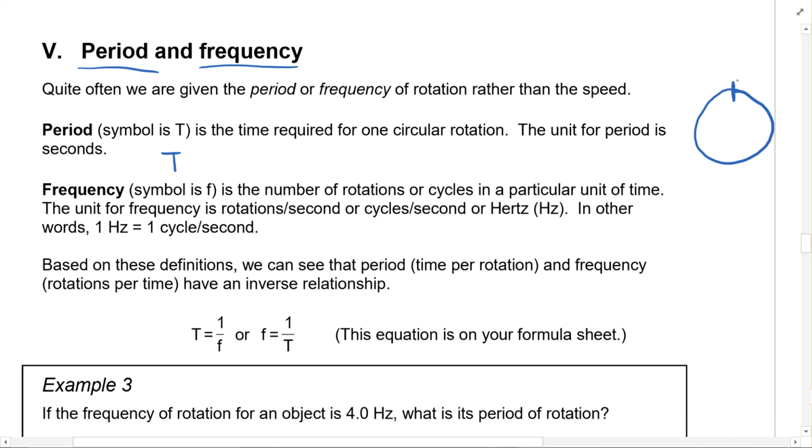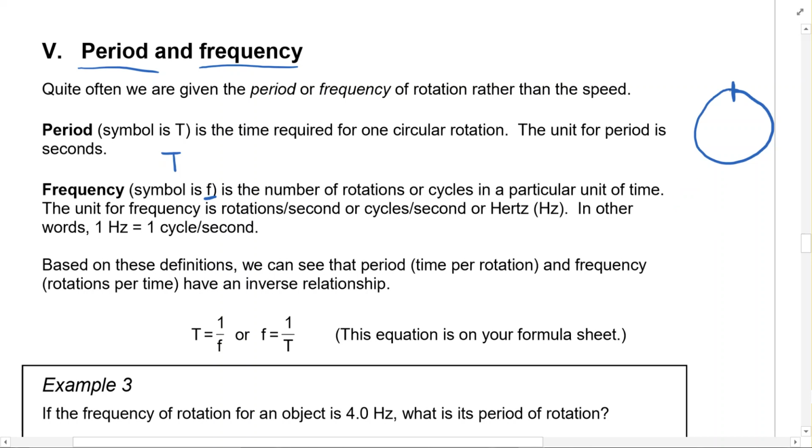Frequency isn't too bad either, but people just mix them up. Frequency has the symbol f, like a lowercase f. It's actually written with a little twist on the bottom too. I'm terrible at it too, but that's frequency. It is the number of rotations or cycles in a particular unit of time.